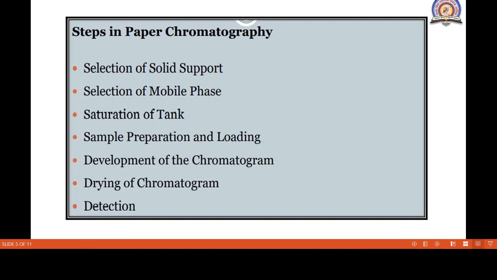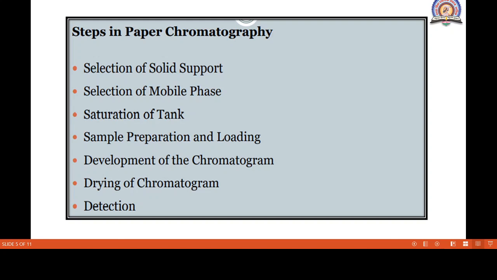So which size we are going to select, that is nothing but the selection of a solid support. Then the second step is the selection of a mobile phase. It is also a very important step. Then third, saturation of the tank. Fourth step, sample preparation and loading.